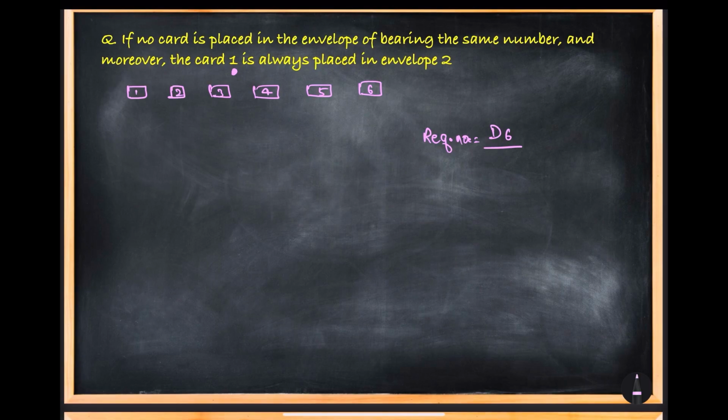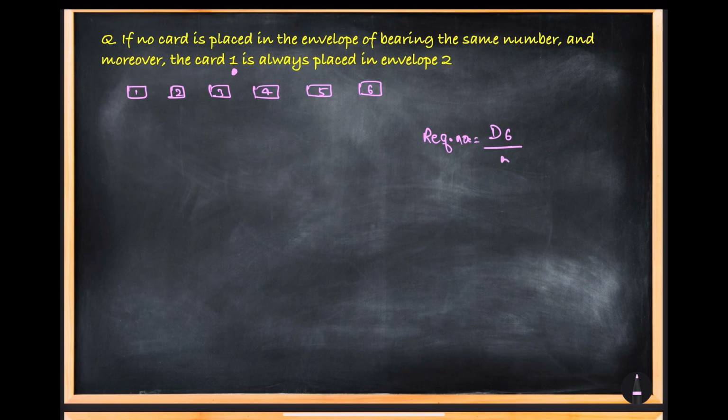The number of ways in which card 1 is placed in envelope 2 will be same as placing card 1 in envelope 3, is same as placing card number 1 in envelope 4, is same as placing card number 1 in envelope 5, and it is same as placing card number 1 in envelope number 6. So it is equal in number. So how many possibilities are there? So 5 possibilities are there.